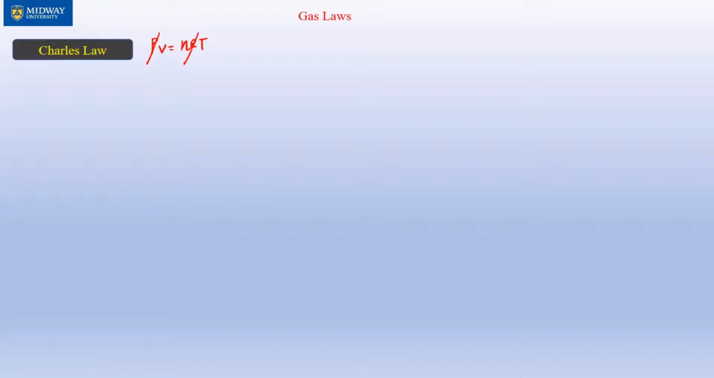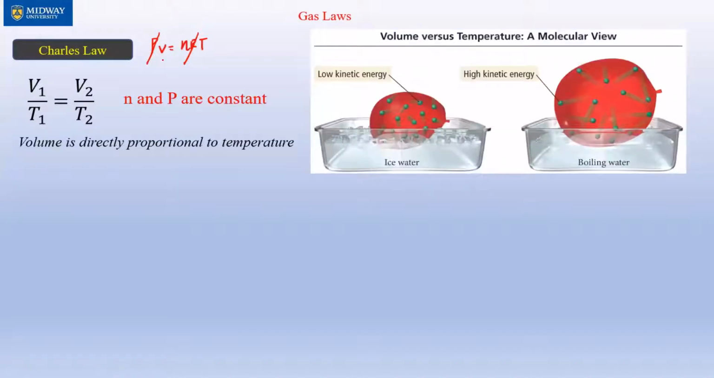Okay, if the two variables are on either side of the equal sign, that's directly proportional. If they're on the same side, then that's inversely proportional. So if you work your algebra, you end up with this expression, right? So volume is directly proportional to temperature, and pressure and number of moles are kept constant. So it's very evident, right?